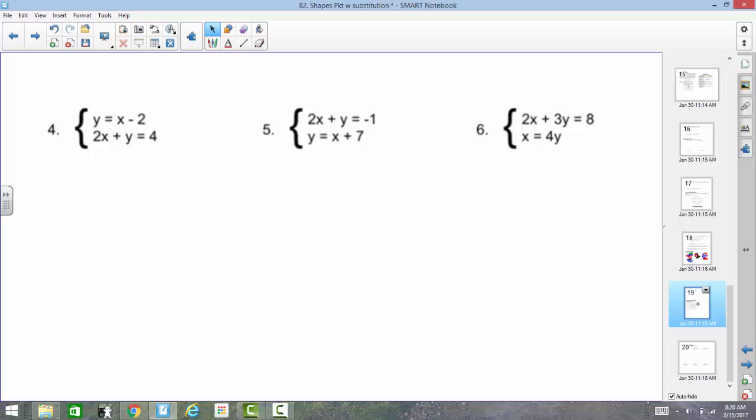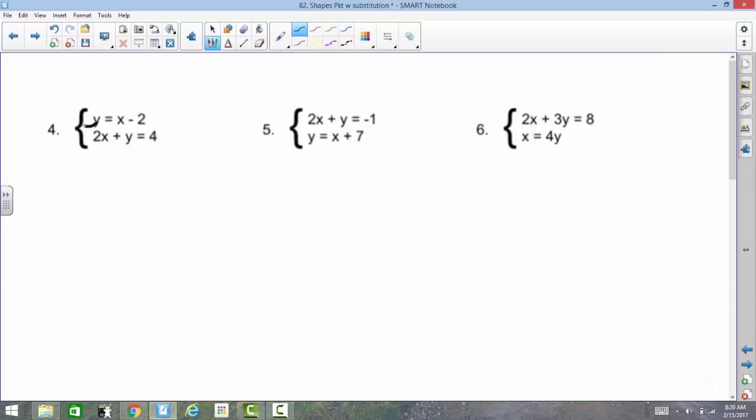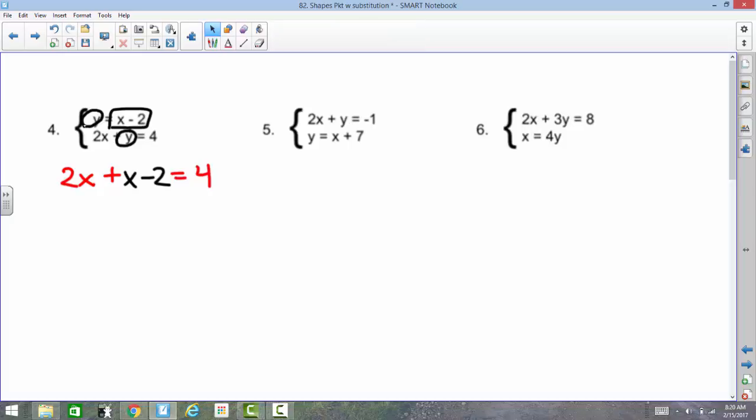We're going to continue substitution. So here's your y. There's your y. This is going to go in for that y. So 2x plus x minus 2 equals 4. That's the part that you substituted. So 2x plus x, and x alone is like a 1x. That's 3x minus 2 equals 4.